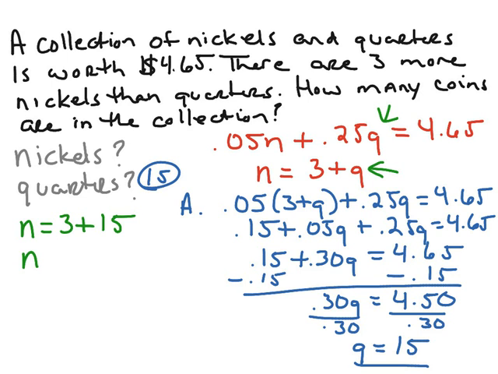If I add 3 plus 15, that is equal to 18. So at this point, I now know that I have 18 nickels. So I've answered the question of how many coins are in the collection. I've got 18 nickels and 15 quarters.